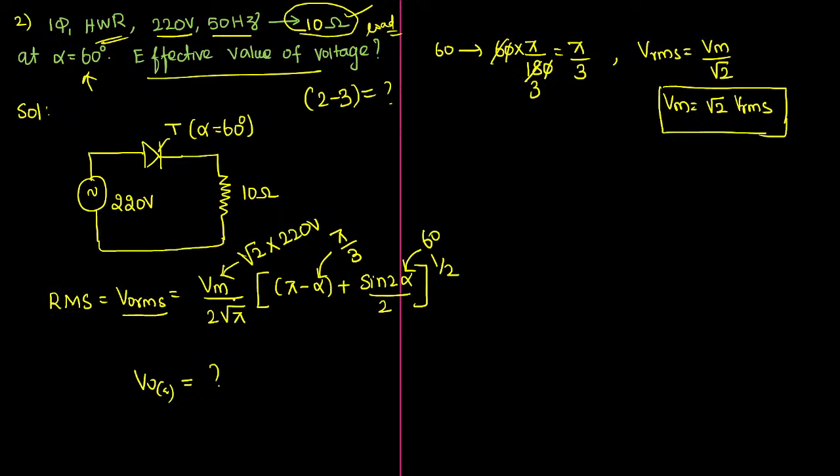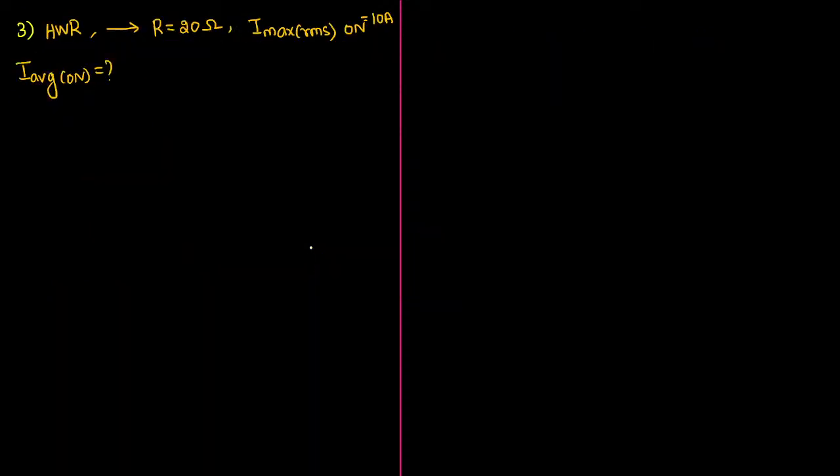Suppose they ask you to find the total RMS power consumed by the load. What will you do? V0 RMS square divided by R. The value of R is given and V0 RMS is known, so you can easily identify the power consumed by the load. That's all. Fine, sir. Now let us keep our attention on the next question.